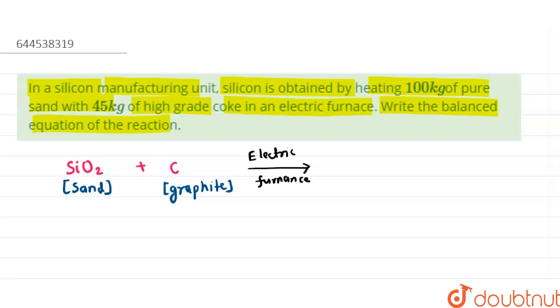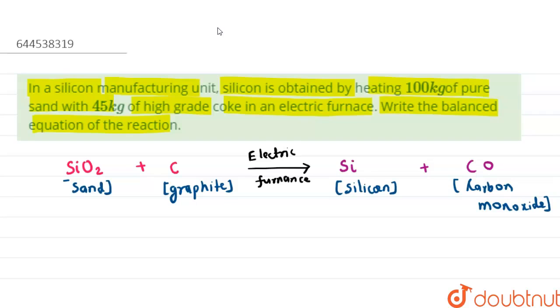then what happens is the reduction of sand to silicon takes place. So silicon will be forming here. This is silicon with the formation of carbon monoxide, which is forming here. So this is carbon monoxide, which is a neutral gas basically.